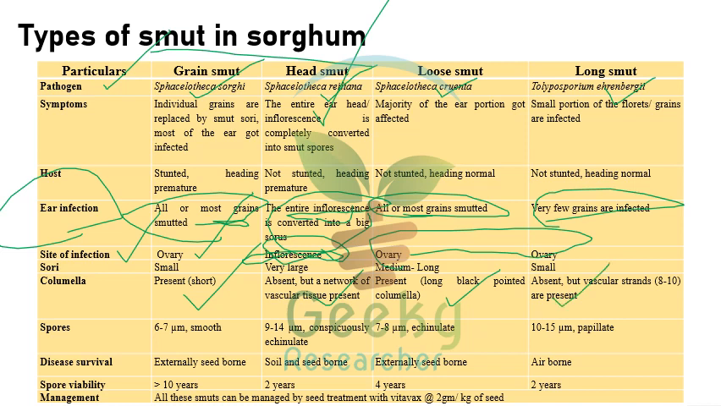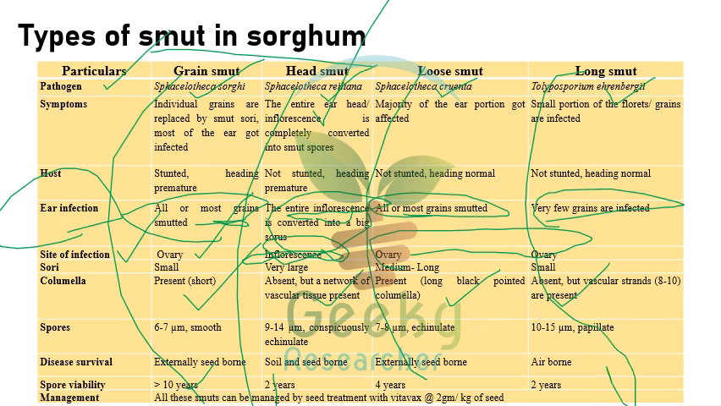The most important thing I have seen is spore viability. Grain smut spores can survive more than 10 years in the soil. So they can ask questions like, which of the following smuts can survive more than 10 years in the soil. I have a small technique for you to remember this. For grain smut, spore viability is 10 years, head smut spore viability is 2 years, loose smut spore viability is 4 years, and long smut spore viability is 2 years.